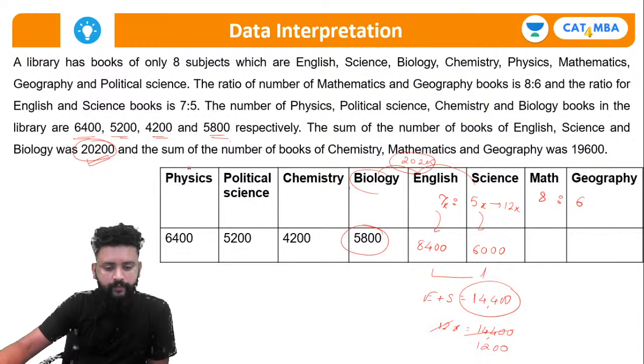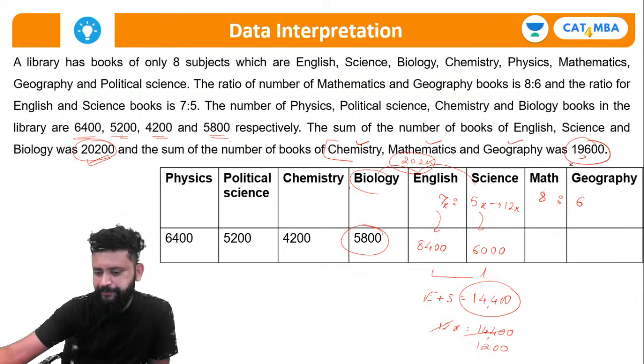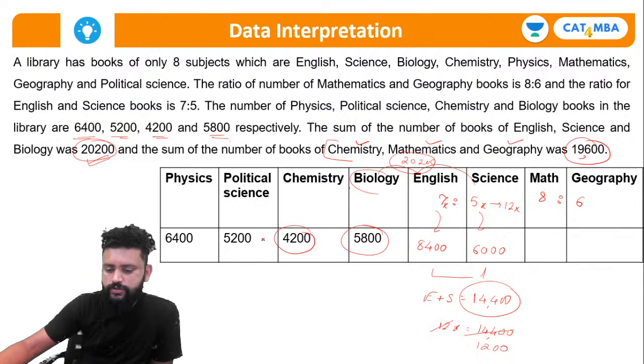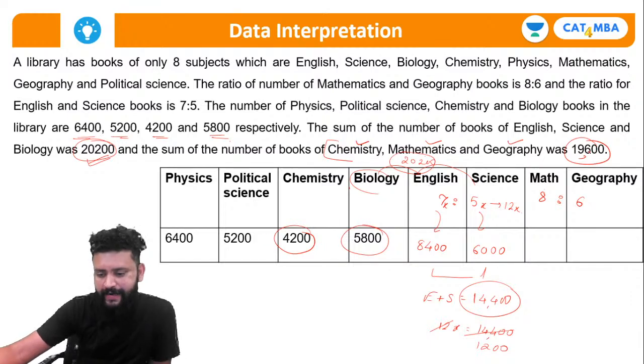Then we are given the next summation: chemistry, maths and geography, total 19,600. Out of which chemistry we directly know it is 4,200. So we need to subtract 4,000 from 19,000, it is 15,600, and this 200 also gets subtracted. So 15,400 will be maths and geography. That's what you can conclude.